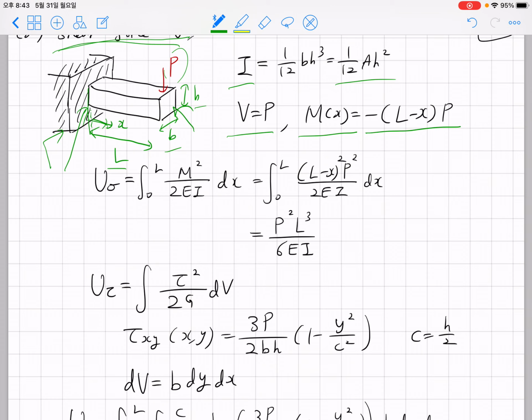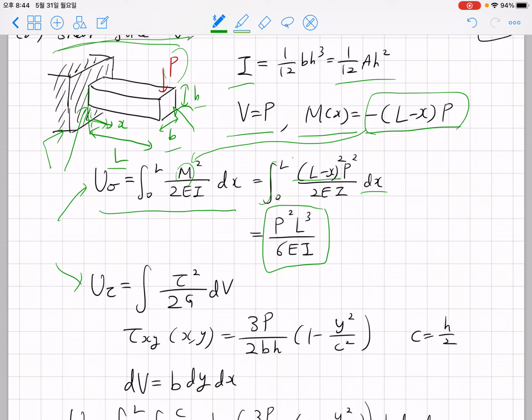Now we have two components: the strain energy from normal stress and the strain energy from shear stress. For the strain energy from normal stress, we have the expression M squared over 2EI, and the expression for M is given as minus (L minus x)P. If you plug in the expression here, it becomes (L minus x) squared P squared divided by 2EI. After performing this integral, (L minus x) squared dx from 0 to L, we end up with P squared L cubed divided by 6EI.